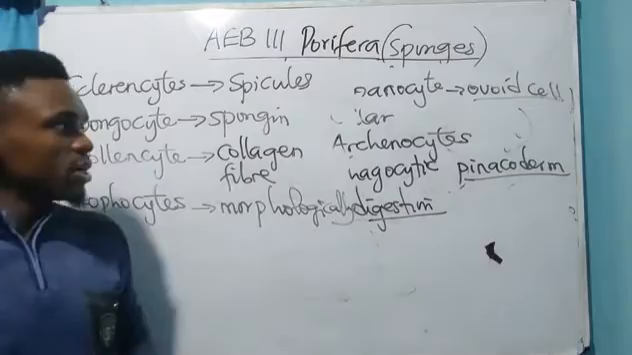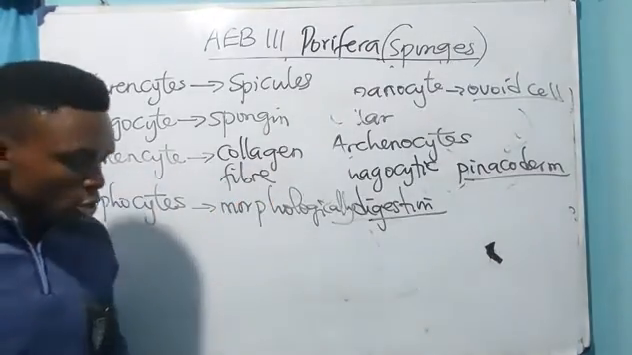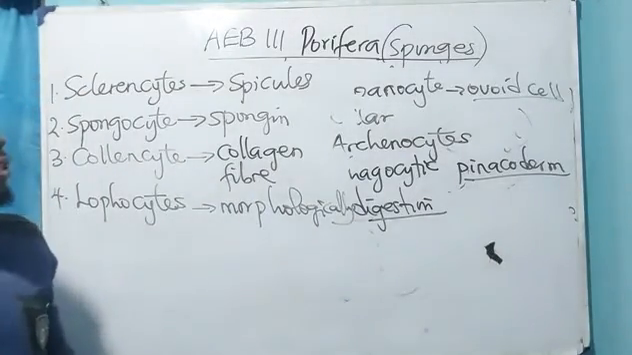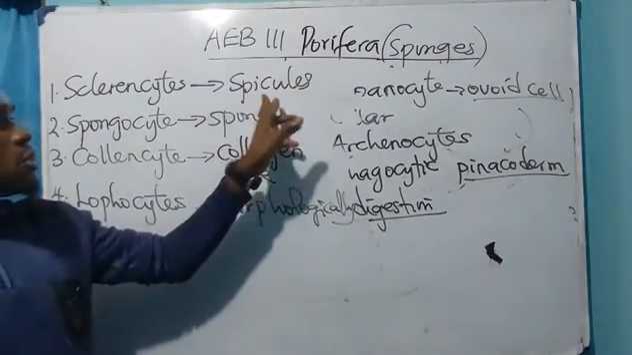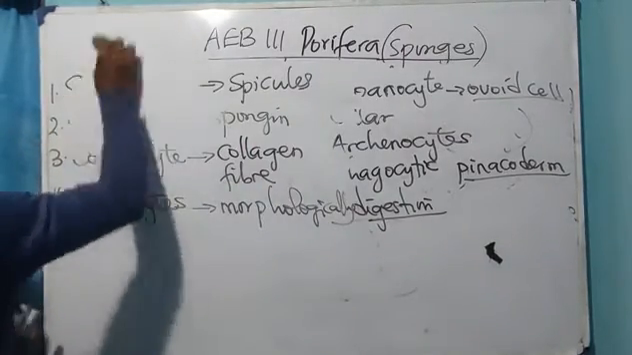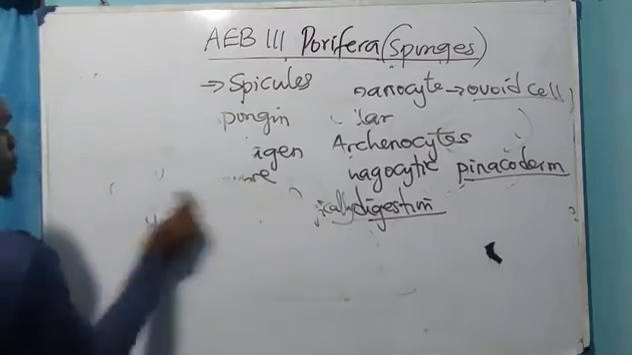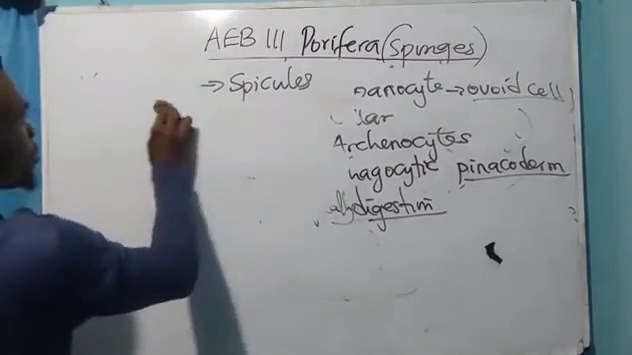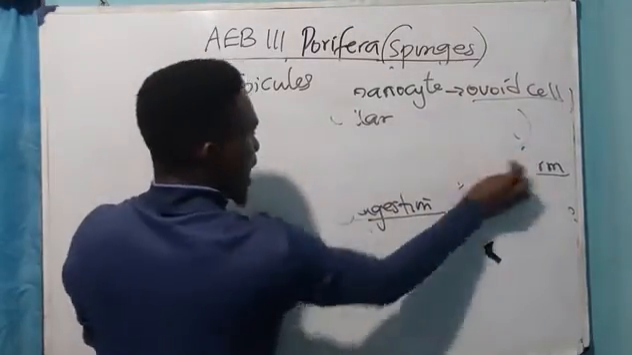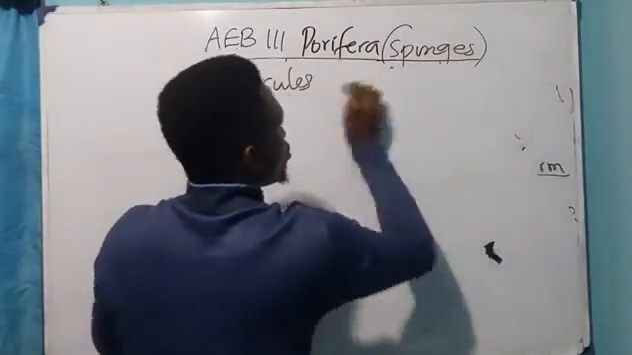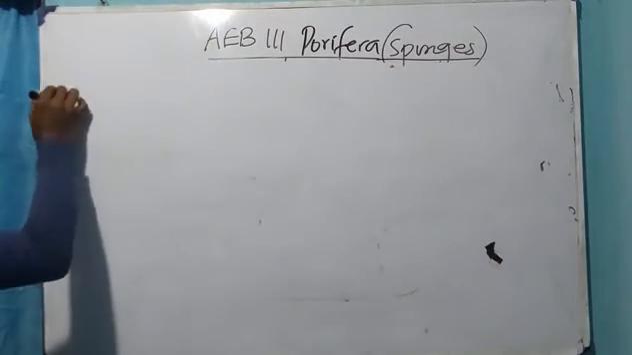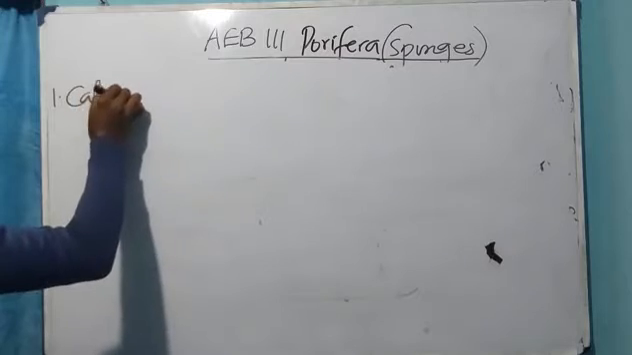Now these are the general characteristics of sponges. We now have classes of sponges. Now there are classes of sponges based on the nature of spicules and what they are made up of. Based on spicules, 1, we have the Calcarea.